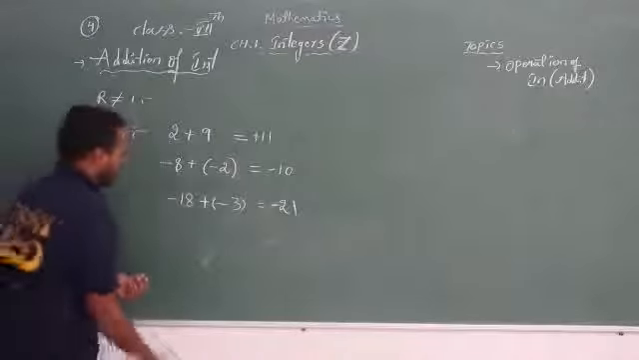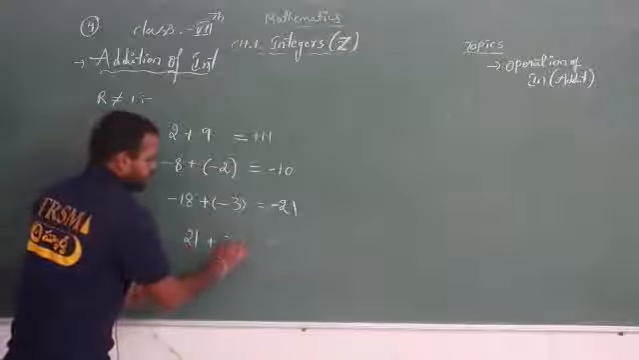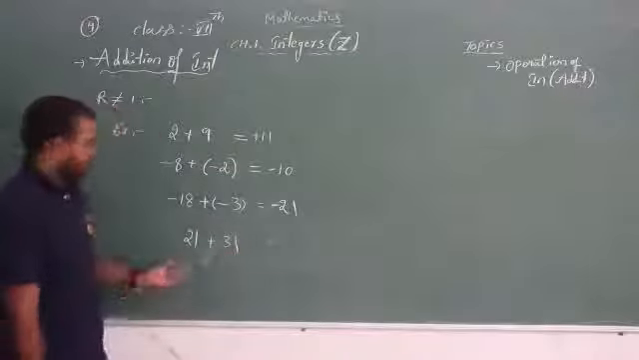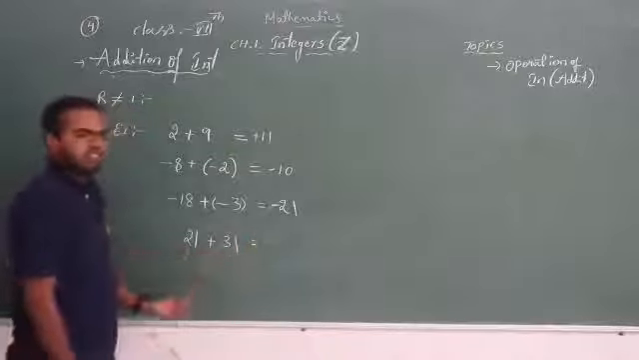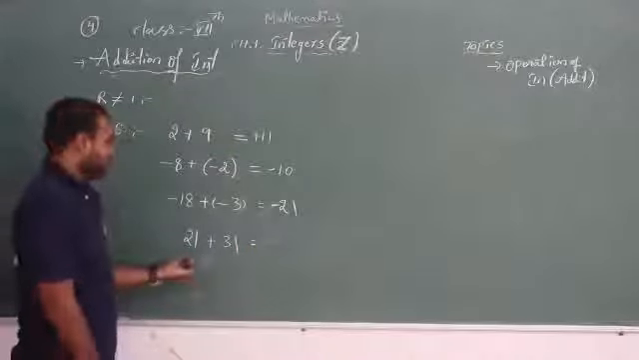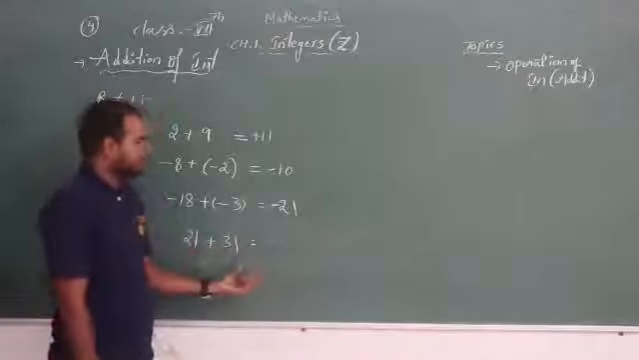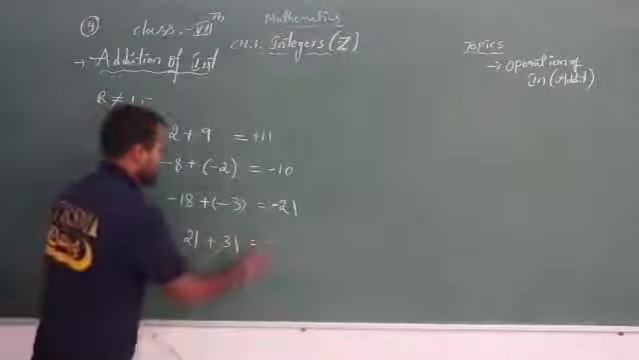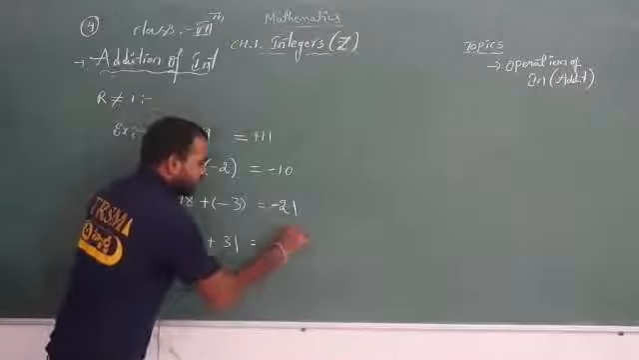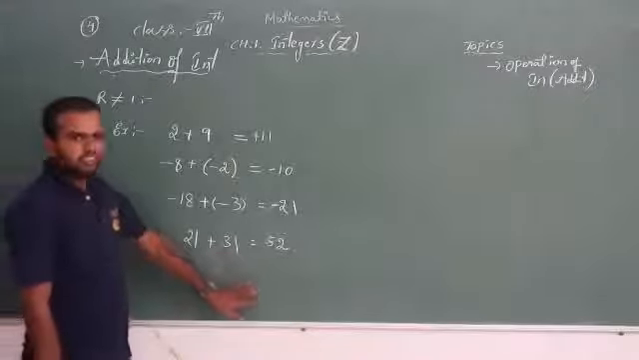Now let's see one more example. 21 plus 31. If you are adding 21 plus 31, both are which numbers? They are positive numbers. If both are positive numbers, simply we will add the numbers. Both positive, so the answer is also positive only. 21 plus 31, how much will you get? 52 is the answer. I think it's clear to everyone.